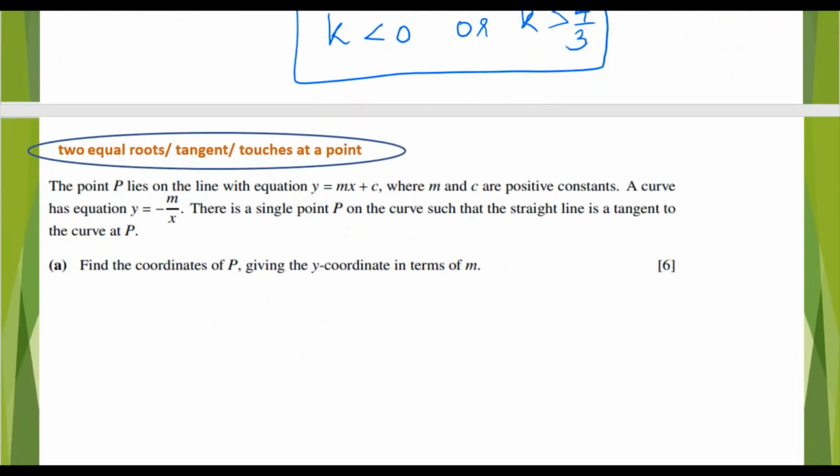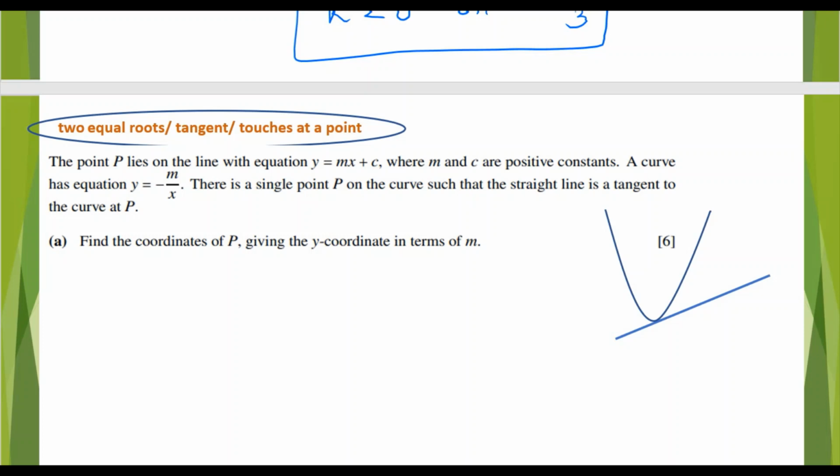Okay. So next we'll see the case b squared minus 4ac is equal to 0. So the keywords are two equal roots, tangent, touches at a point, repeated root. Okay. The question is, the point P lies on the line with the equation y is equal to mx plus c, where m and c are positive constants. A curve has the equation y is equal to minus m over x. There is a single point P on the curve such that the straight line is a tangent to the curve at P. Find the coordinate of P, giving the y coordinate in terms of m.